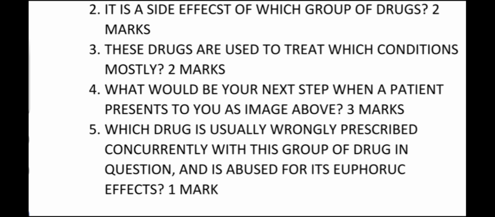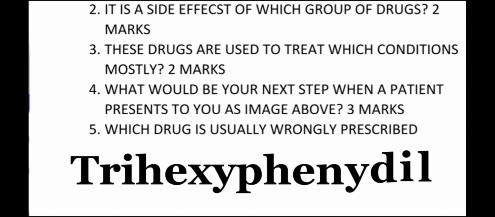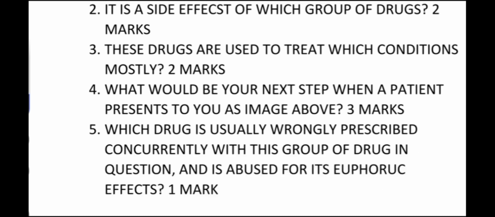Then we proceed. We come to question 5. Which drug is usually wrongly prescribed concurrently with this group of drugs in question and is abused for its euphoric effects? So the drug that we use together with antipsychotic drugs is trihexyphenidyl. Trihexyphenidyl is used as a prophylactic drug. So it's used together with antipsychotics to prevent these extrapyramidal side effects.